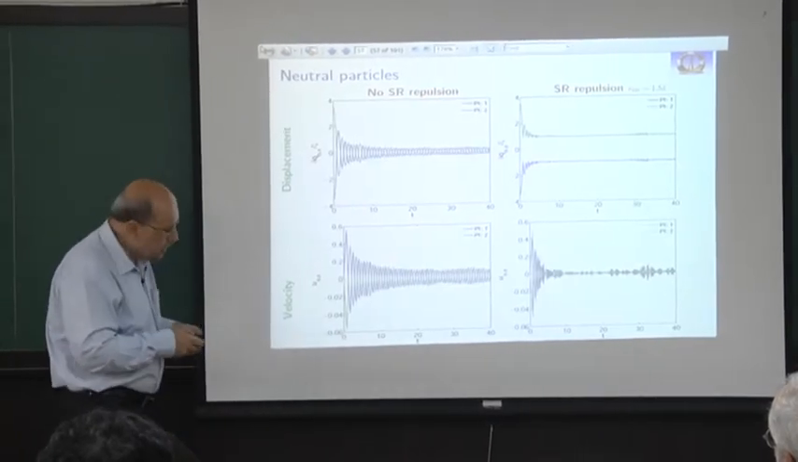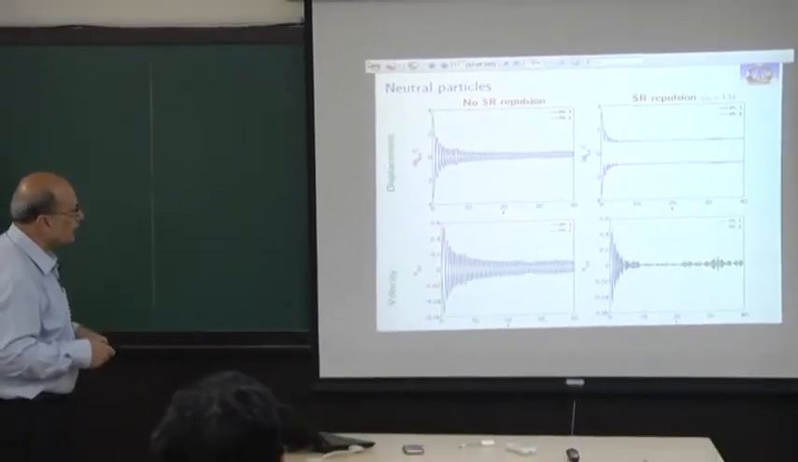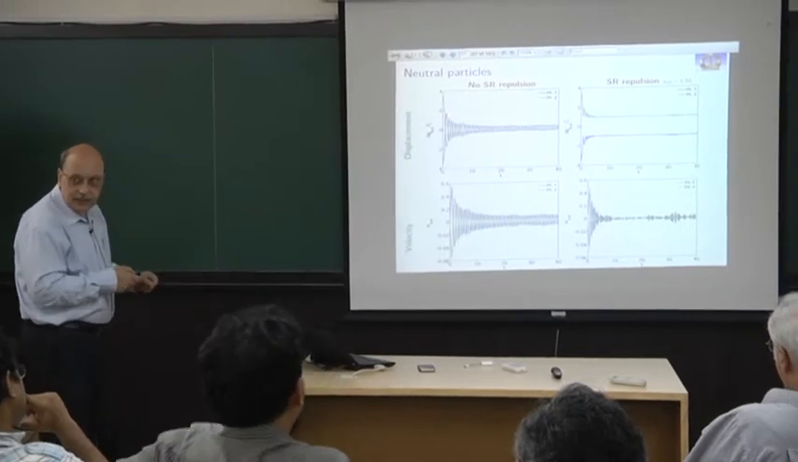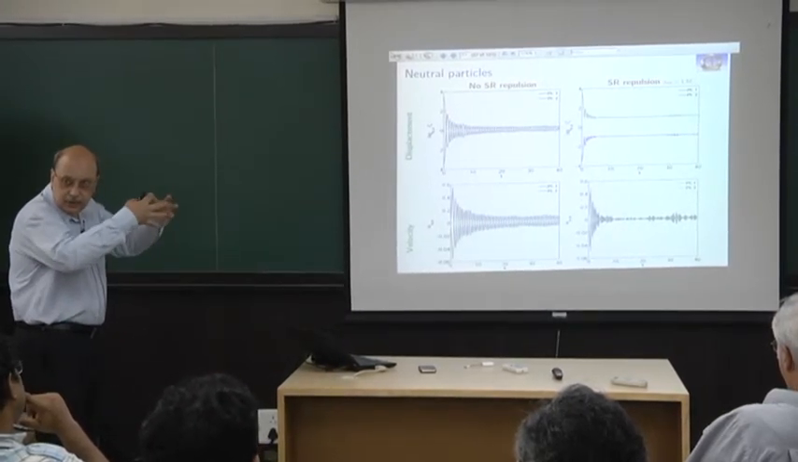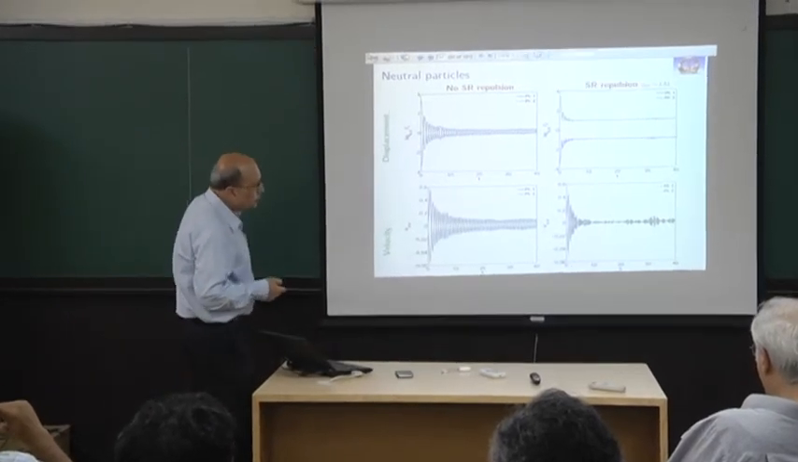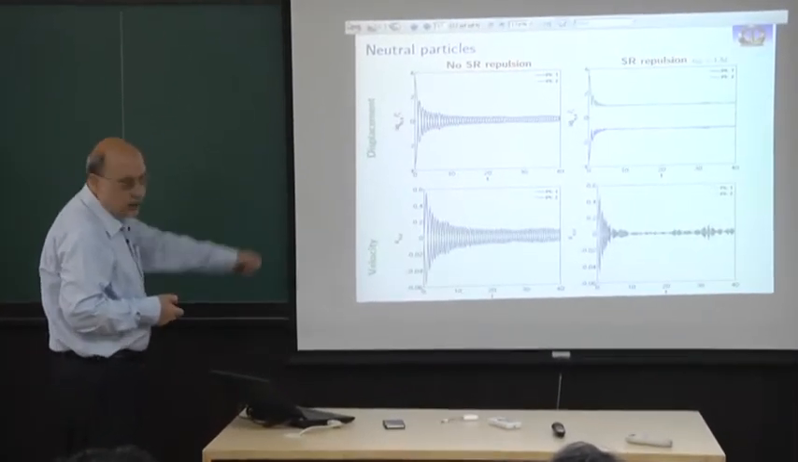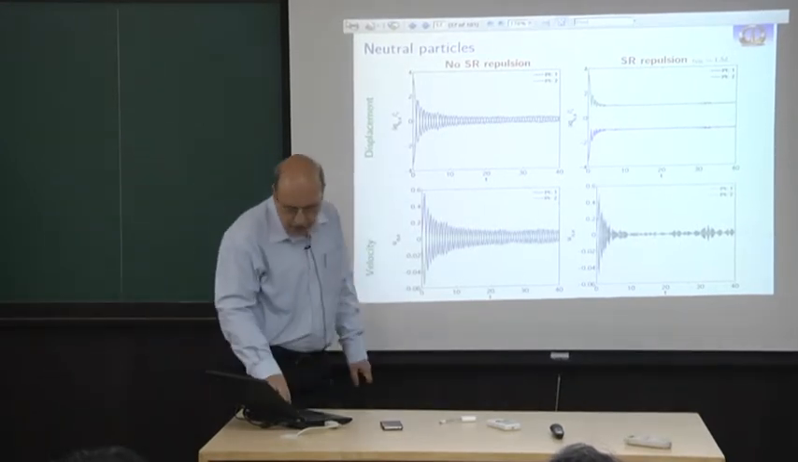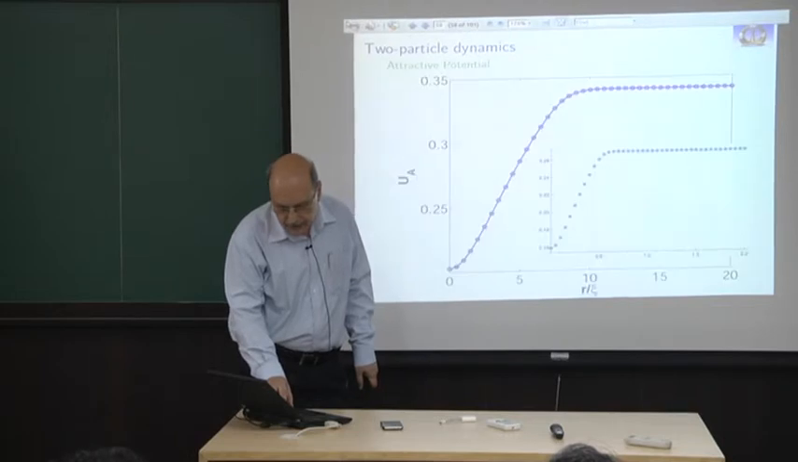Let me just show you here a plot of the displacement. So the two particles come together. Green is one and purple is the other, and you can see they come together and form a bound state where they oscillate. But if you put in a short range repulsion, then they go away, okay, they rebound, all right? So let's try to characterize this.